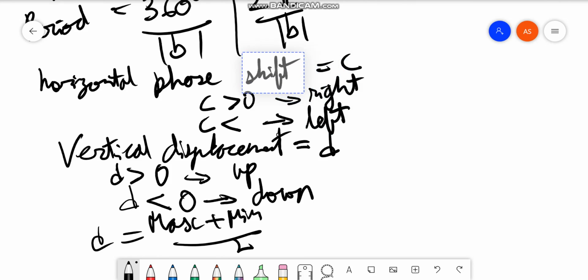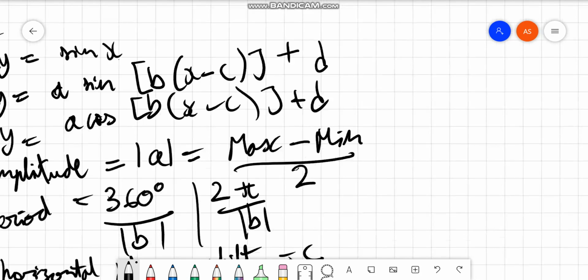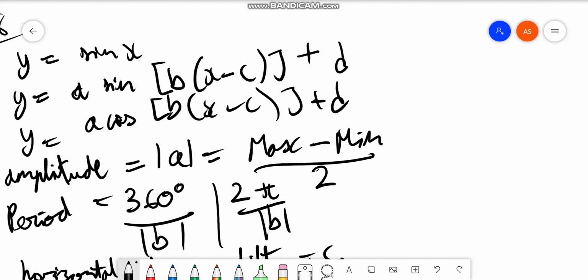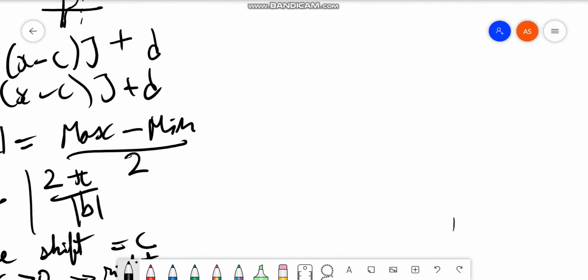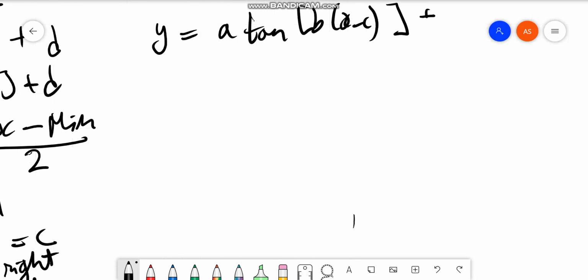Now tan x has some different rules, because tan x, if you remember, it goes like this. So it just continues at this point and it keeps moving upward and downward. So it's a bit different. So for y equals tan b times x minus c plus d.